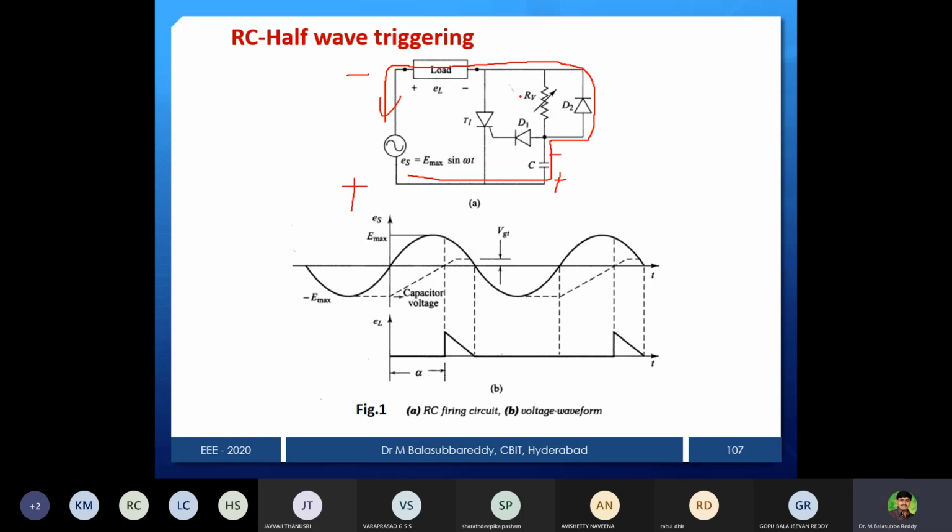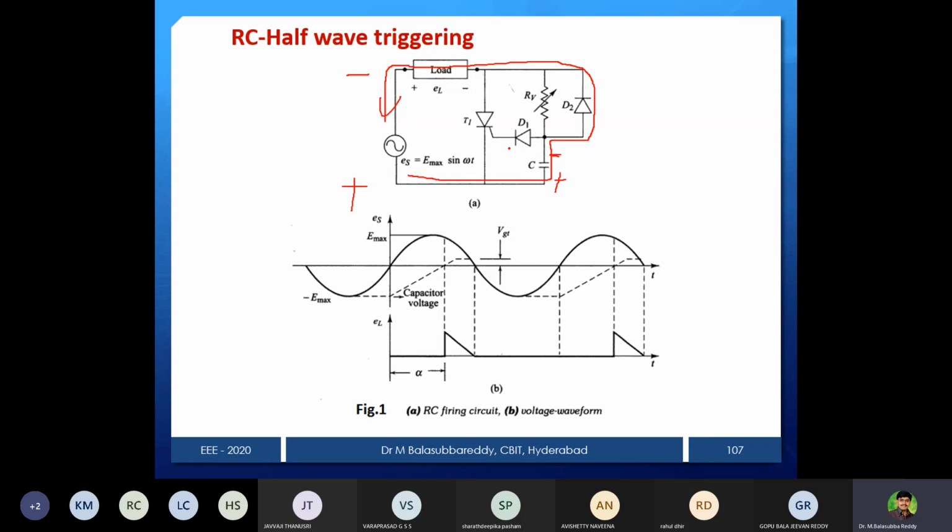Once current is passing through the capacitor, it will charge through diode D2. Then the lower plate will be positive, and the upper plate is negative. So that is the reason D1 will also be reverse biased. If D1 is reverse biased, no current passes through the gate.